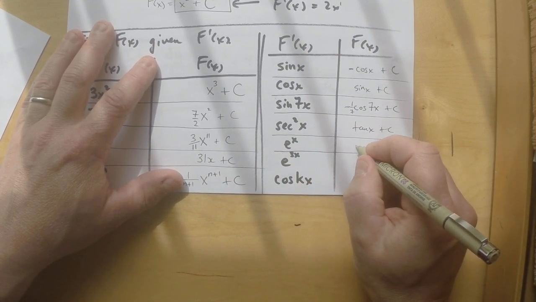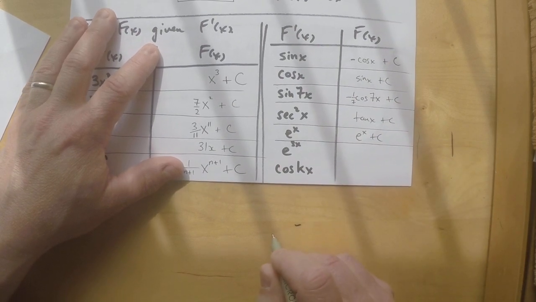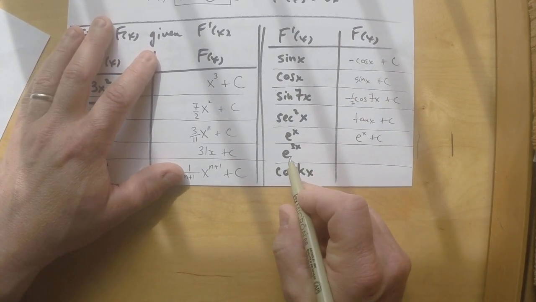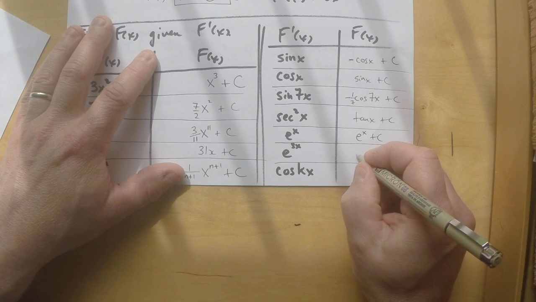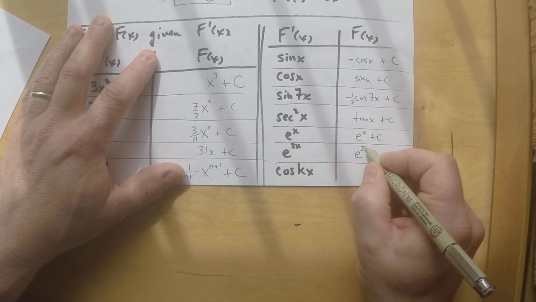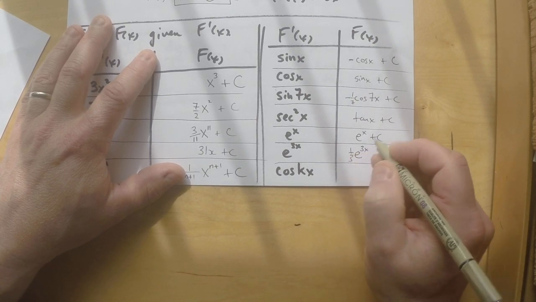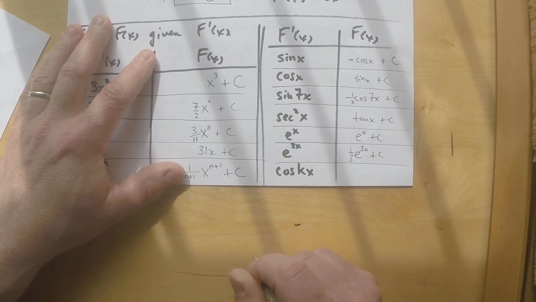e to the x. Well, the derivative of e to the x is e to the x. The antiderivative of e to the x is e to the x. What about e to the 3x? Well, you know it has to have an e to the 3x in order for that to maintain. But then the inside derivative would be a 3, so we need a 1/3 there with the chain rule in order to counteract that.